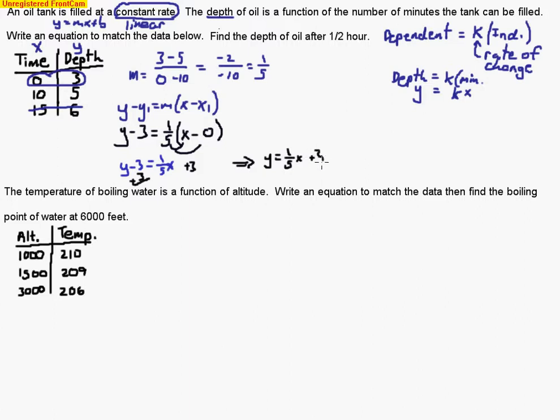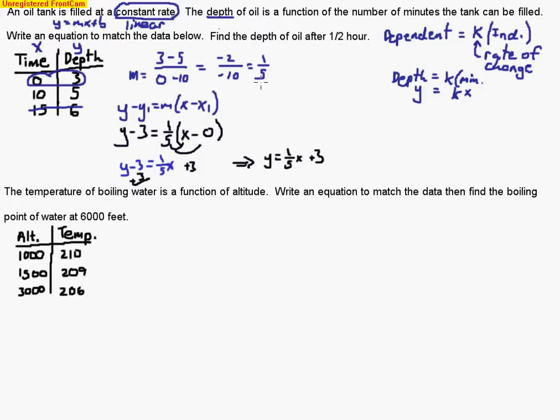So what this means is that our y values, our depth of oil, equals the constant change, which is our slope, 1/5, times the number of minutes plus 3. And the reason it's plus 3 is because that's the depth we started at. So this is our starting point.